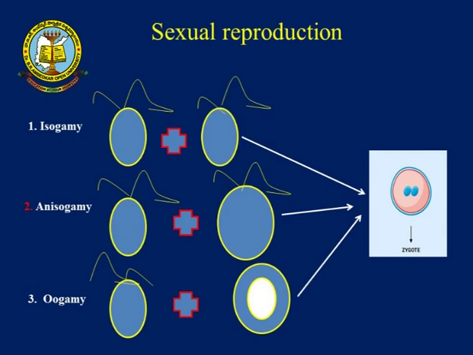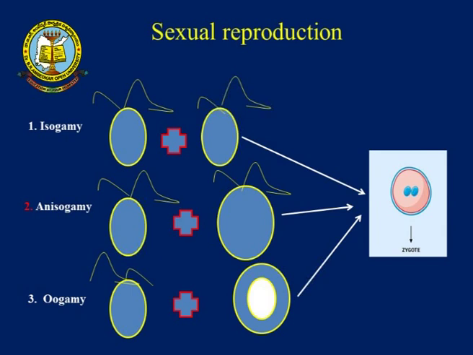In anisogamy, the male gamete is small and the female gamete is large. So, this type of fusion is called anisogamy. In oogamy, the male gamete is small, released out and swims in water, but the female gamete is not released out.